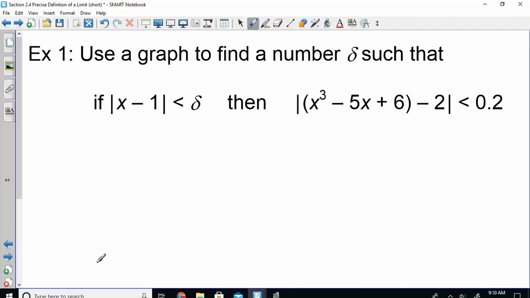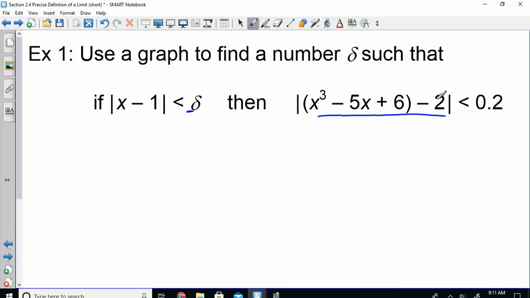All right, so let's try, just to get a general idea, I want to use a graph to find a number delta so that if the absolute value of x minus 1 is less than delta, then the absolute value of x cubed minus 5x plus 6 minus 2 is less than 2/10. So we're going to find how close to our x we have to be. We're starting here. Let's simplify over here.